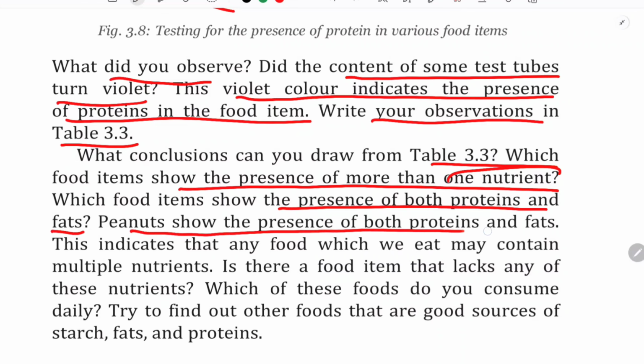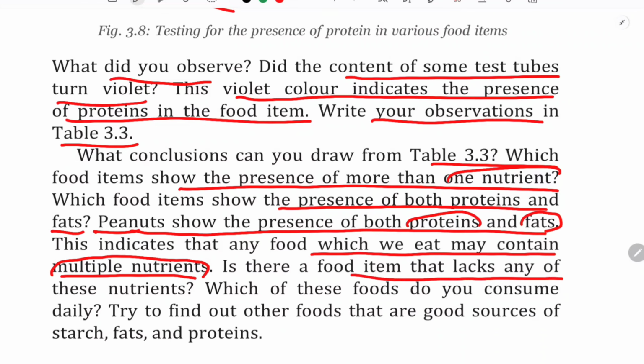Peanuts show the presence of both protein and fats. For example, here they have given peanuts, and this shows that there is a presence of both protein as well as fats, okay. And this indicates that any food we eat may contain multiple nutrients. So what does it mean? It doesn't mean that a food item will contain only protein or only starch. It may contain all three, or none of the three, or more than those three, okay. So these food items contain multiple nutrients, okay.